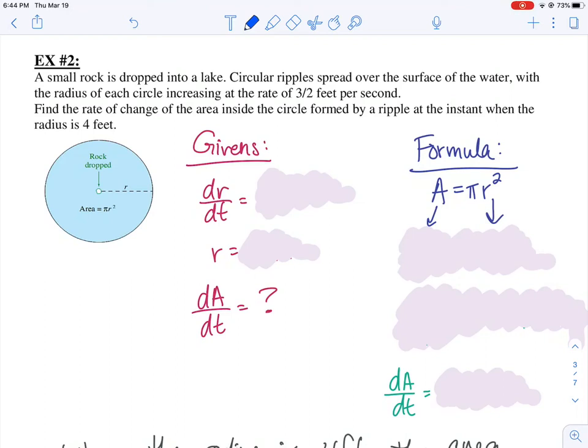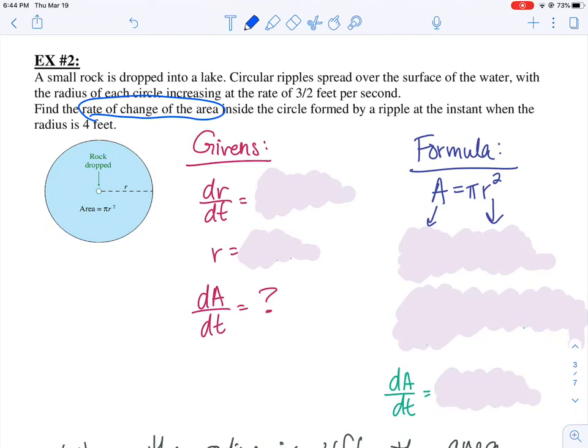So imagine that scenario. You throw a rock into a lake, it makes circles as it ripples out, and that circle is going to change over time. That means the radius is going to change over time, the area is going to change over time, and so what we're trying to do is find the rate at which that area is changing at the exact moment we're talking about. As soon as that radius hits 4 feet, how fast is the area changing?